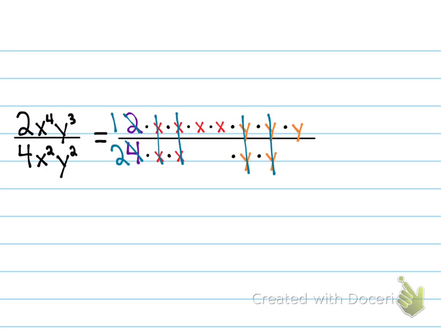And then we'll look at what we have. Up top, I've got 1x squared y. And we don't need to write that one. We could, but it's much better without it. And then in the denominator, the only thing I have there is 2. So there's my final answer, x squared y over 2.